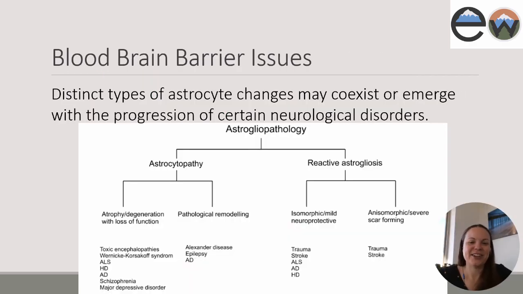Just another graphic to talk about the astrocyte portion, that neurological cell that helps with the communication between the neuroimmune system. Again, showing you, hey, we kind of have two different things that can happen.